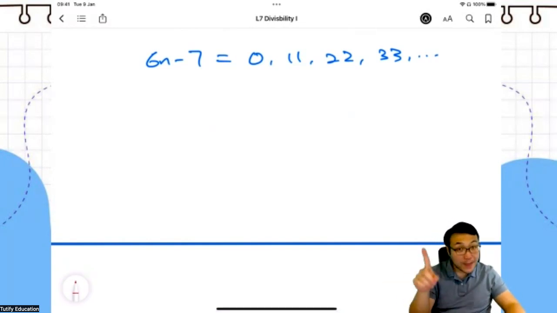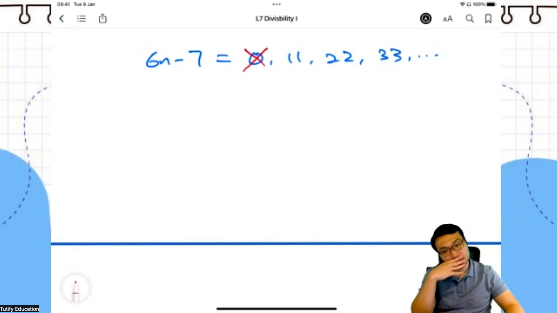Let's say n equals 1. No, cannot. n equals 2, can it still give you 0? No. So it's not possible, right? Can it be 11? No. Why not? If n equals 3, then what will happen?